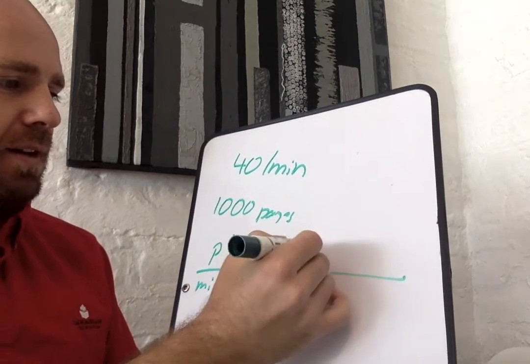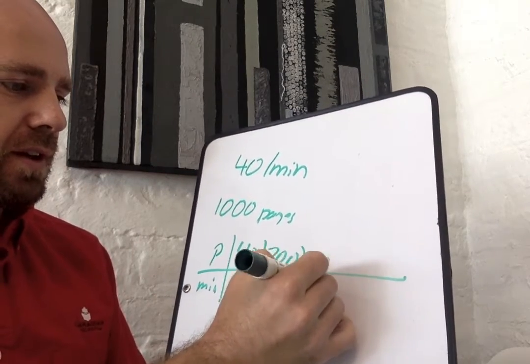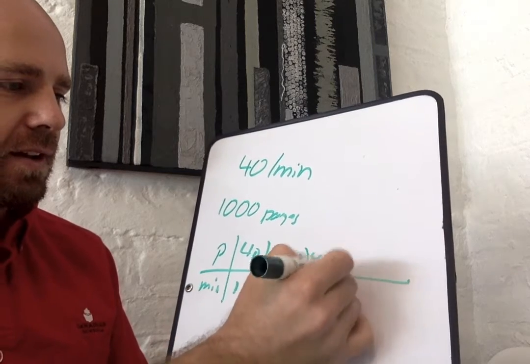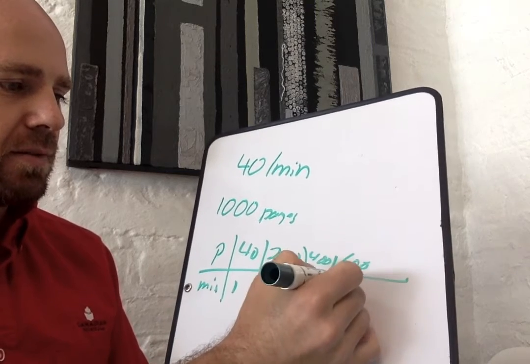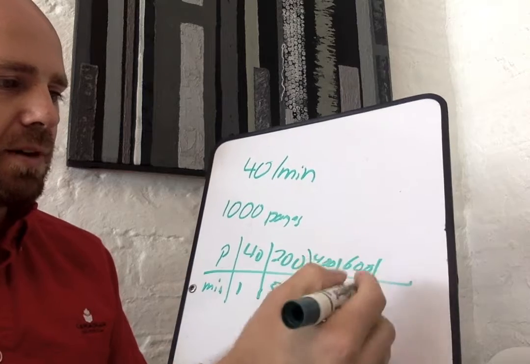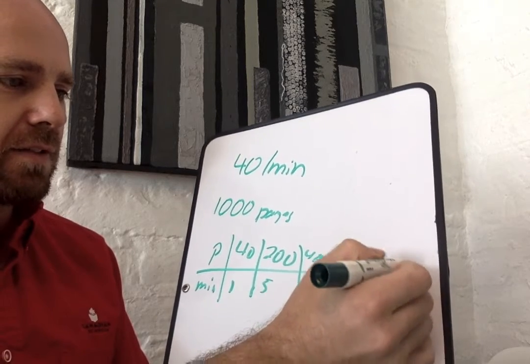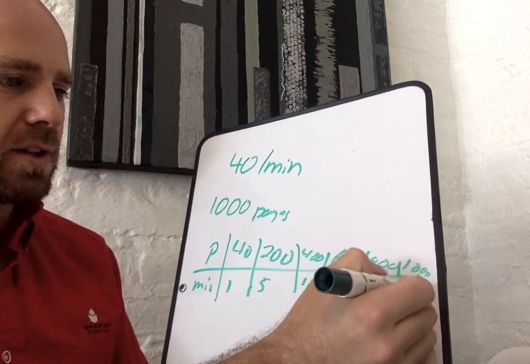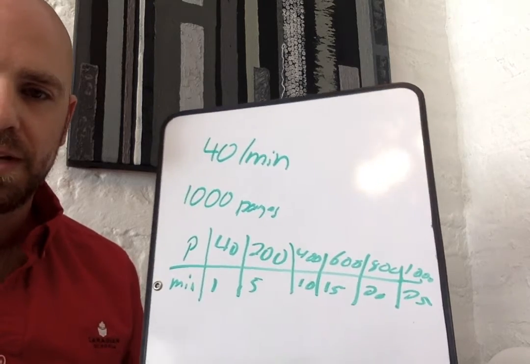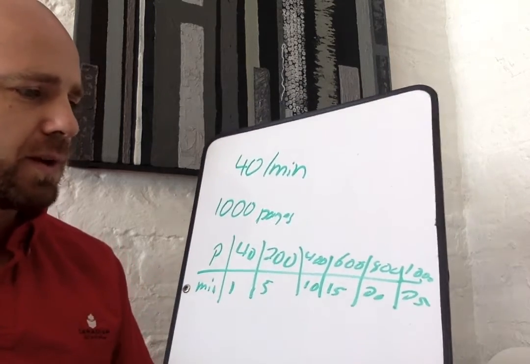What if I double that? I'll have 400, and that'll be 10 minutes. What if I add it again? I'll have 600, and it will take me 15 minutes. What about another 5 minutes? That'll give me 800 pages in 20 minutes, and then finally I'll get to 1,000 pages in 25 minutes. So this is the first way to do it.